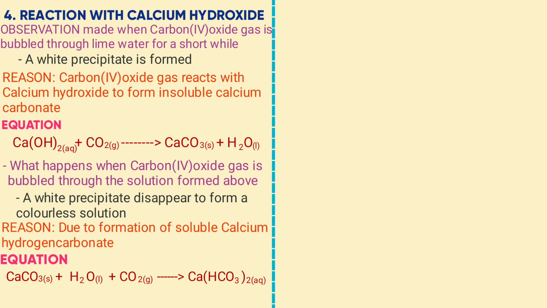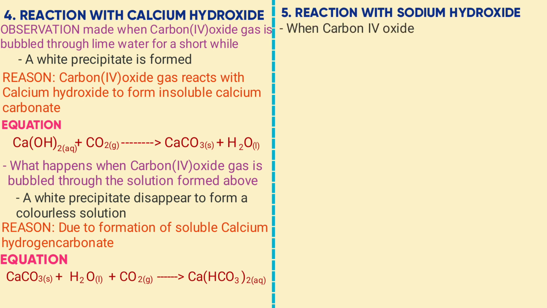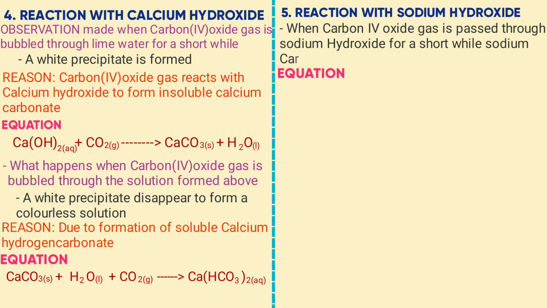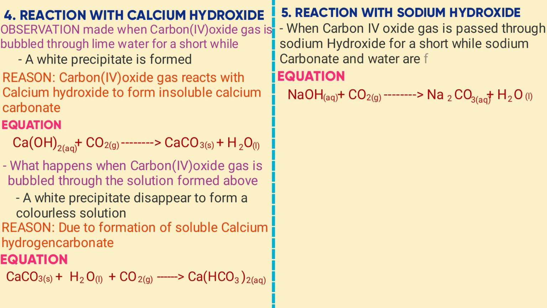Now, reaction with sodium hydroxide. When carbon dioxide passes through sodium hydroxide for a short while, sodium carbonate and water are formed. Equation is sodium hydroxide aqueous plus CO2 gas gives you sodium carbonate aqueous plus water liquid. To balance the equation, place 2 where the sodium hydroxide is.